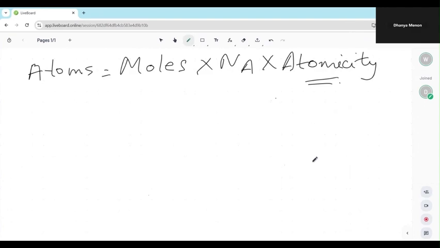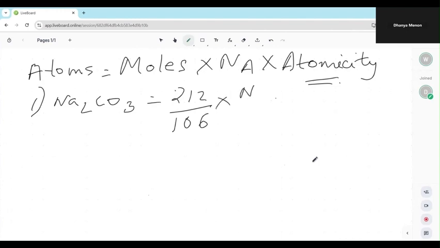For the first molecule, that is sodium carbonate, the mass is given to you. This is 212, and the molar mass is 106. That's how you find the number of moles, right? Mass over molar mass times Na. I'm keeping it as it is. And atomicity: 2 sodium atoms plus 1 carbon and 3 oxygen atoms. Atomicity is just the number of atoms present in the molecule, and that comes to 6, so this comes to 12 Na. Okay, so you don't have to multiply now with the Avogadro number. It's easy to compare like that.